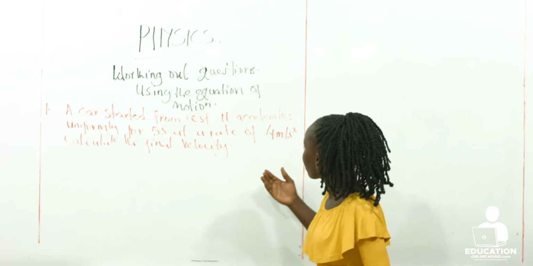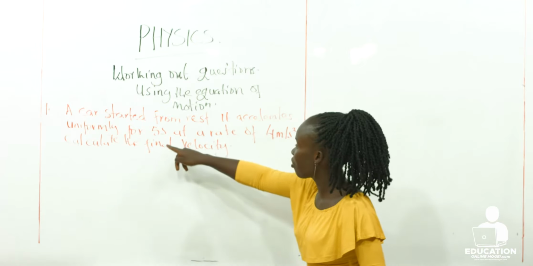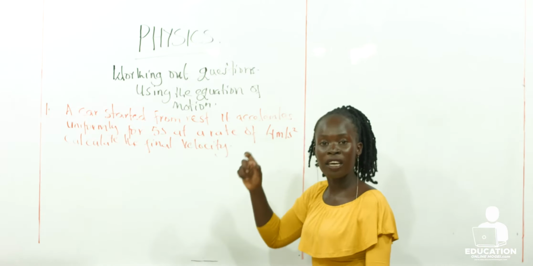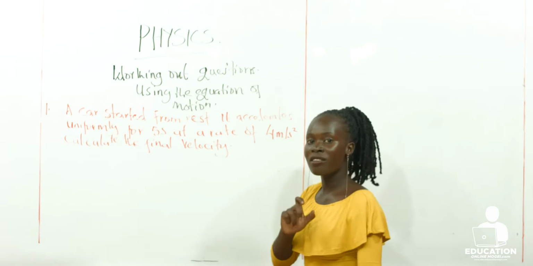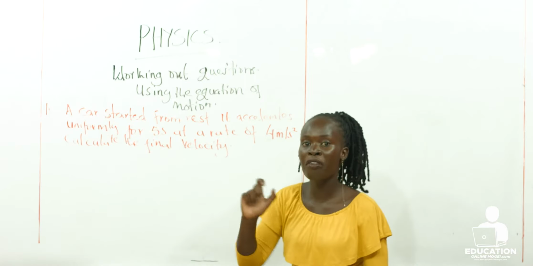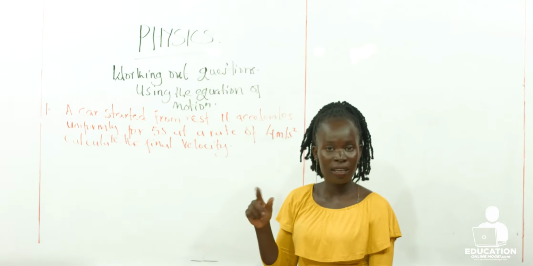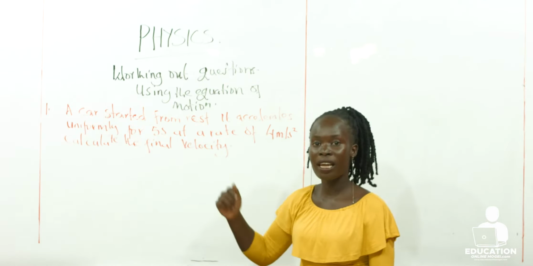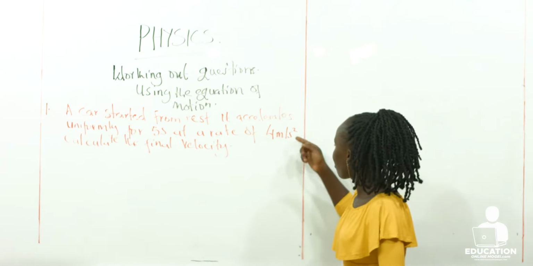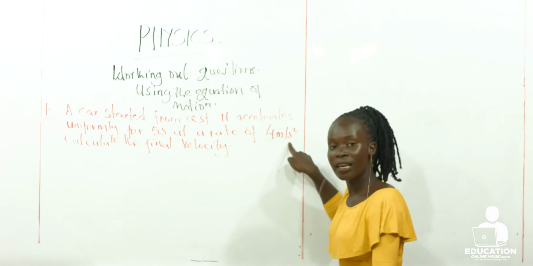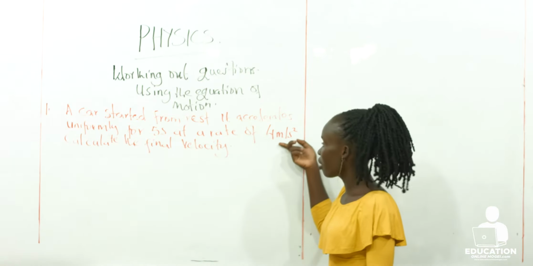So if we have it like that, what of the time? We said it accelerates uniformly for 5 seconds. Those 5 seconds tell you the time with which the body was accelerating. They did not specify it as time of 5 seconds, but they're just giving you 5 seconds. That seconds there is a unit of time, which means that is the time they have given you. And meters per square second means that this value is for acceleration, because this is the unit of acceleration.